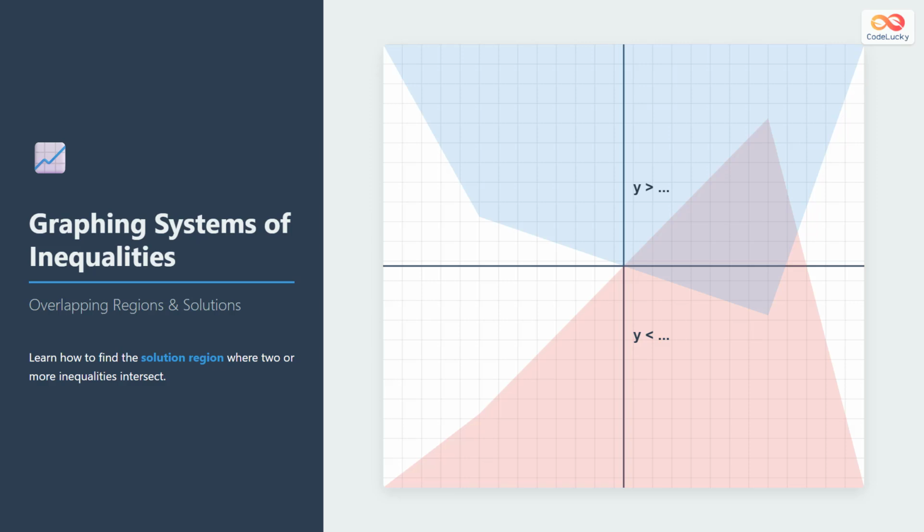Welcome to this lesson on graphing systems of inequalities. In this video, we are going to learn how to find the solution region where two or more inequalities intersect. This is a fundamental concept in algebra that helps us visualize multiple constraints simultaneously.